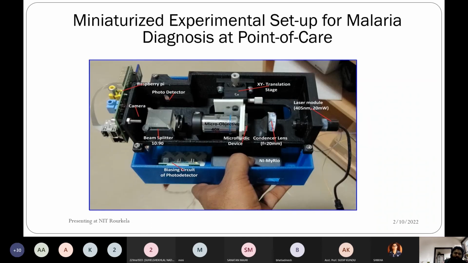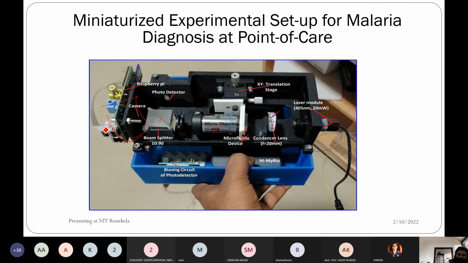All the essential components we used for the experiment are the laser source, the condenser lens, the microfluidic device, the micro objective, and then the beam splitter. Basically, this beam splitter and this camera are not required as per my statistics, so it should work with just the rest. In a real scenario, it's supposed to work like that only.